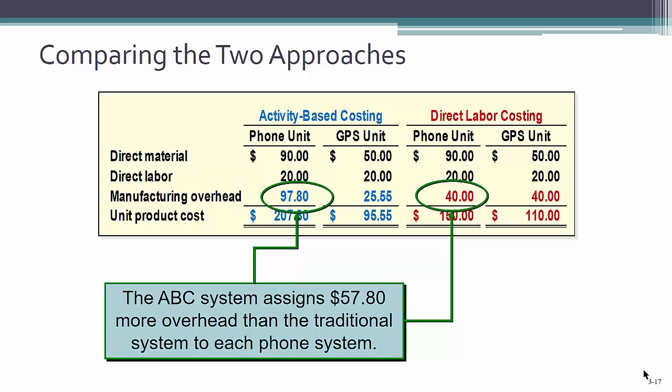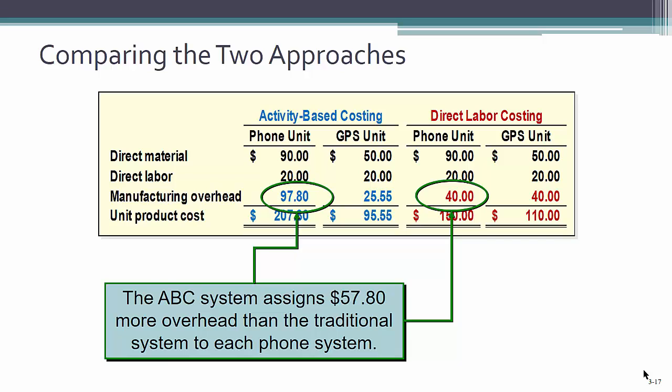That's $97.80 minus $40 is the $57.80 difference. So this shift in costs will certainly influence how much COMCO bids to supply systems for its potential customers.